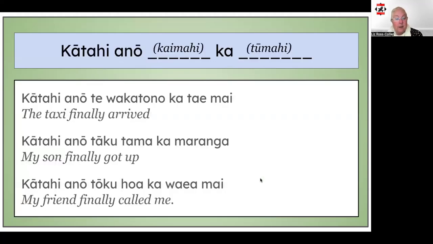These examples show Kātahi Anō Ka when it's used to say something has finally happened. Kātahi anō te wakatono ka tae mai. The taxi finally arrived. Kātahi anō tā akutama ka maranga. My son finally got up. Kātahi anō tōku hoa ka waea mai. My friend finally called me.